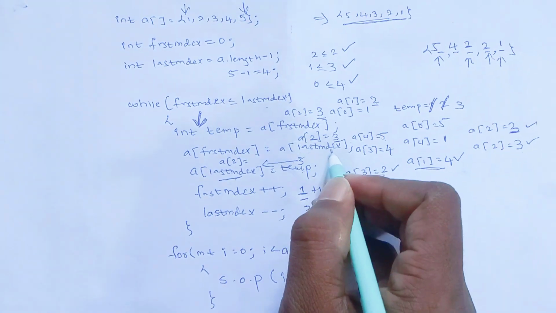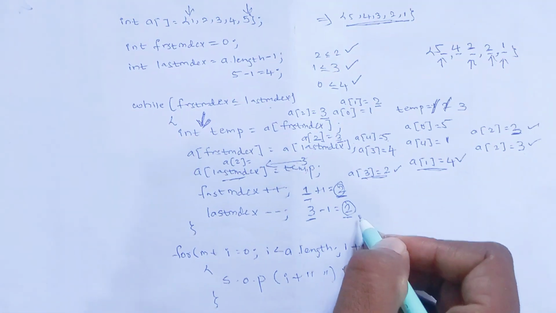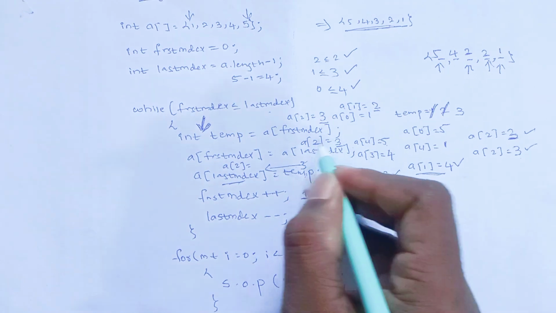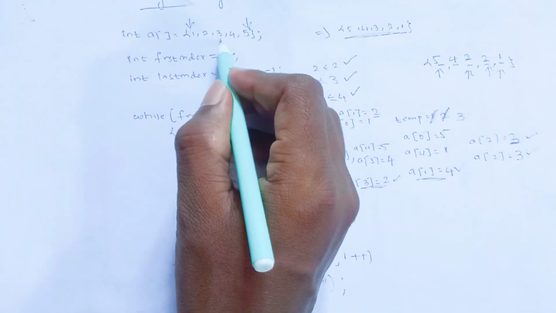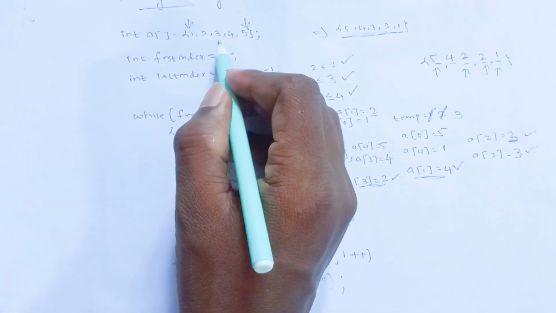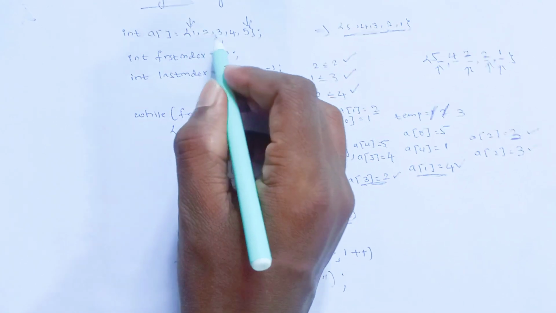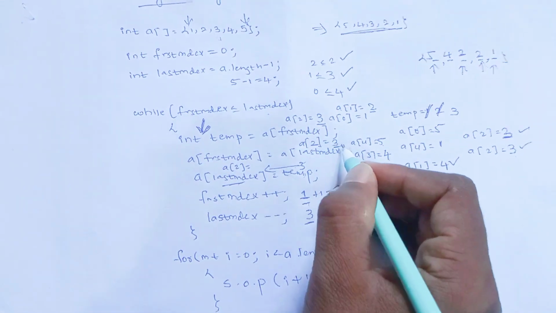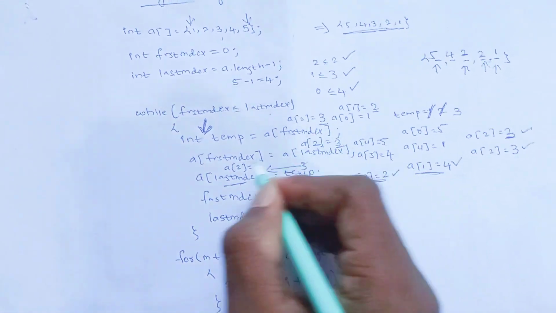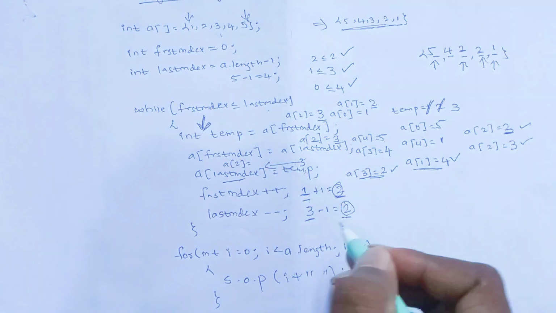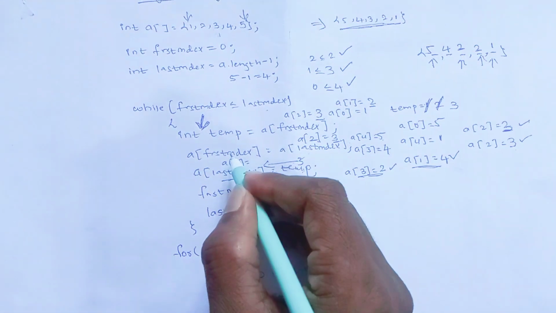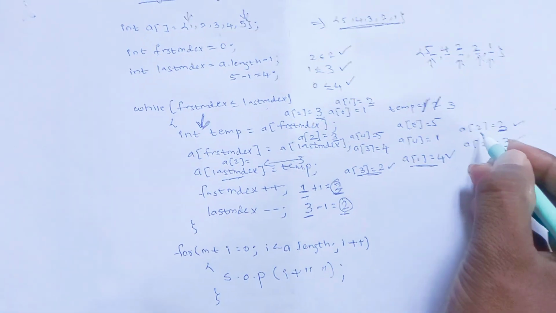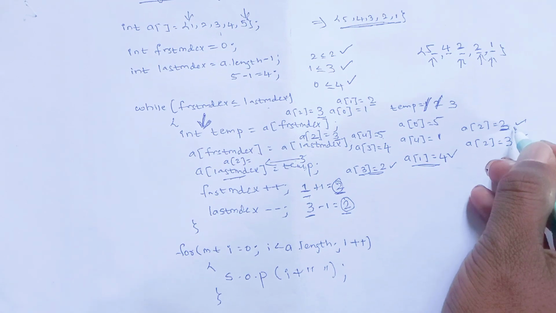Then A of first index equals A of last index. The last index updated value is 2. So A of 2 is, counting 0, 1, 2, at the second index we will be having the 3. So A of 2 equals 3. Then 3 will be stored into the A of first index. The first index updated value is 2. So at A of 2 we will be having the 3.